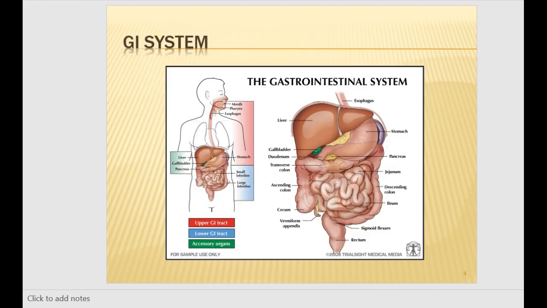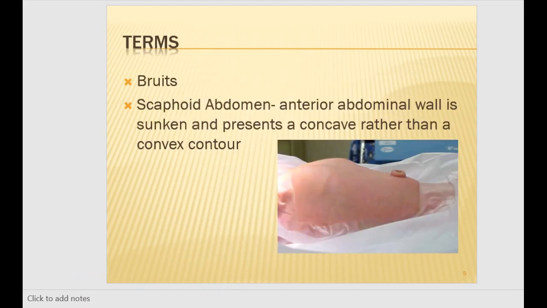Gastrointestinal system. Let's look at this slide and just do a quick little overview of where things are located and situated. As you read, I want you to pay attention to some of these terms. We went over bruits yesterday, scaphoid abdomen. Look at that abdomen and see how it is. Read here and now compare it.